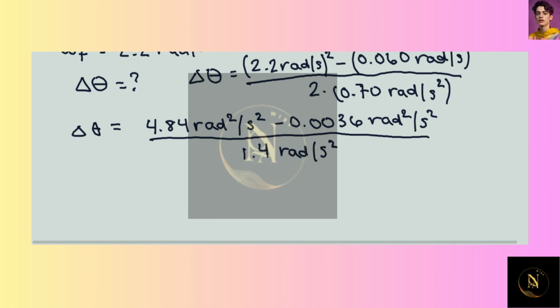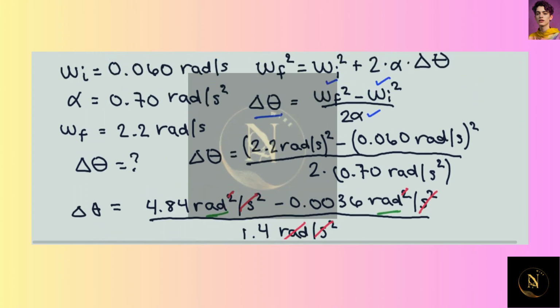Now, before we do any further arithmetic, we see that we can cancel the second squared in both the numerator and the denominator, and one factor of the radians in the numerator, because we have radians squared in the numerator and only radians in the denominator. So this will give us delta theta in units of radians, which is what we expect since we're looking for the change in angle. So we find that this equals 3.45 radians, or equivalently, approximately 21.7 degrees.